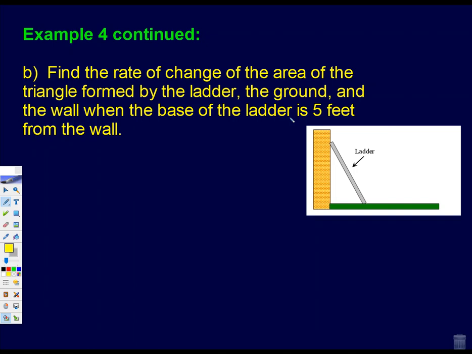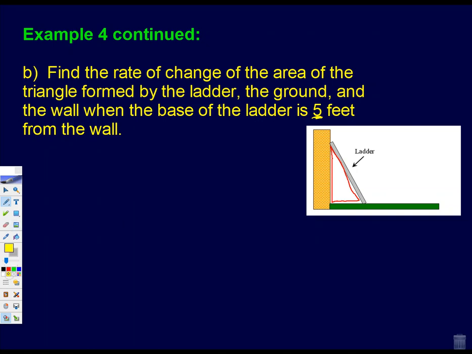Same everything. In fact, we're going to freeze the problem again when the ladder is 5 feet from the wall. But what we're analyzing this time is the area of this triangle that I see under the ladder here. Because as the ladder pulls away from the wall, the height will be decreasing and the base will be increasing. So for different combinations, the area will be different.